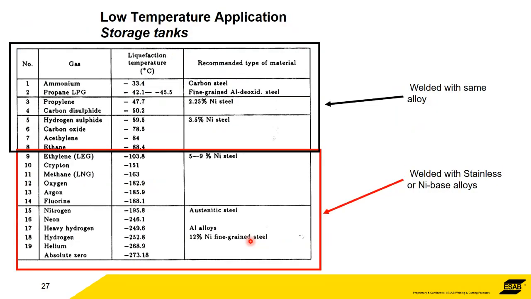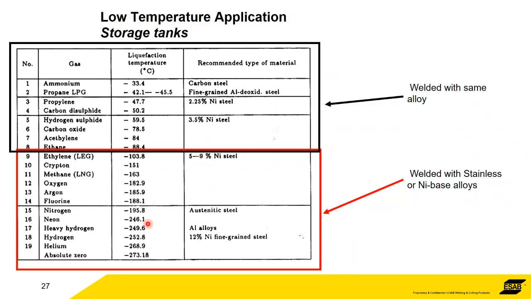For low temperature applications, storage tanks, the graph is showing that basically down to -88 degrees centigrade for storage of ethane, the type of material used in the tank is anything up to 3.5% nickel, and you can weld it with the same alloy. However, if you go below that, at around the -100 degrees centigrade mark, then you have to increase the amount of nickel in the base material. So this would be the base material that you make the tanks from.